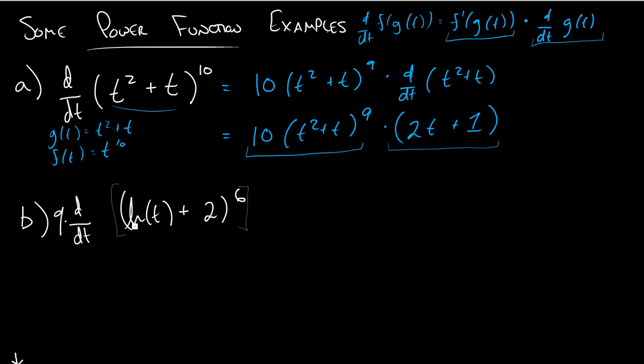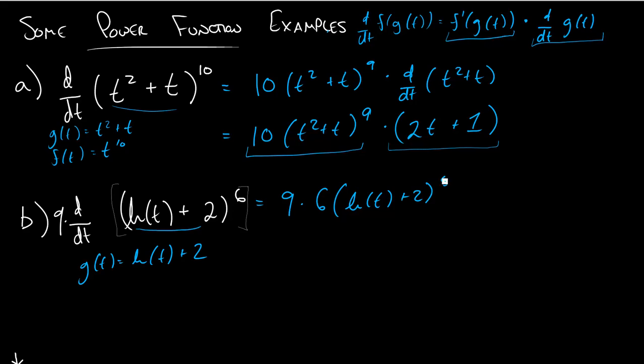So my inner function is this ln of t plus 2, right? And so what does my chain rule say? It says take the derivative of the outer function. So it says take the derivative of this exponent thing. Now don't forget about your 9. So I'll have 9 times, and so I'm going to bring the 6 down. I'm going to leave my inner function the same at first, right? I leave the g of t there on its own, plus 2, and then I decrease my 6 to a 5.